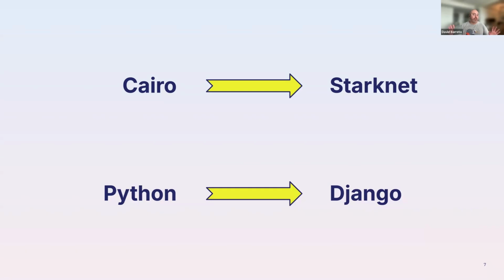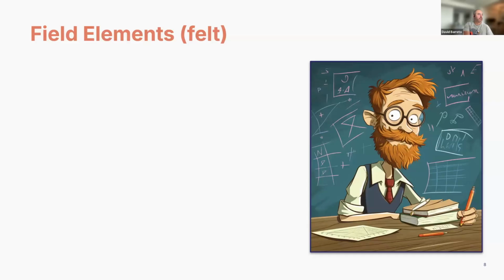But you can use Cairo just on its own, the same way that you can use Python on its own to write, maybe not websites, but a general purpose programming language. I like to call that Vanilla Cairo, to contrast it with Cairo for Starknet, but you can also call it whatever you want. So the focus of today is going to be Cairo on its own, not for a smart contract. That's going to be section 4.